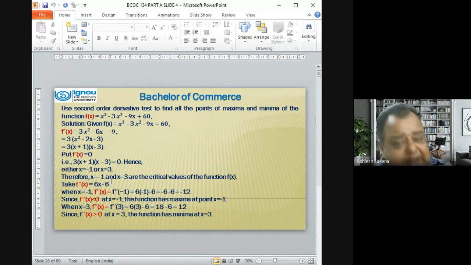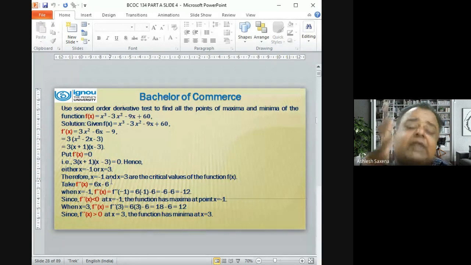Similarly, we will be studying at x is equal to 3. That means we will be studying the second derivative at x is equal to 3. So here in this case, we are going to get 18 minus 6, that is plus 12. Or we can say that x is equal to 3 is a point of local minimum. This is how we find the point of local maxima and minima for a function.